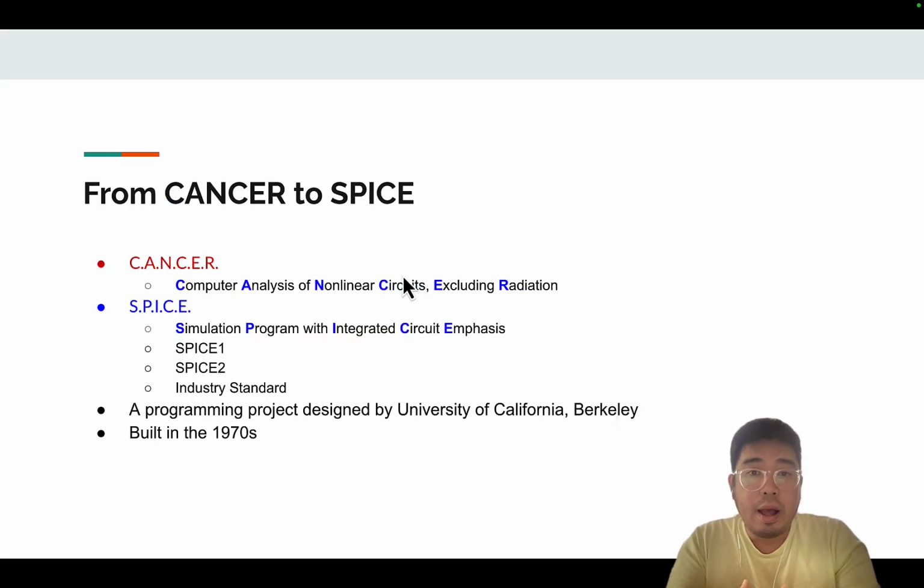It was actually called Cancer before it was called SPICE, and I think the engineers, technicians, and programmers who wrote the program had a morbid sense of humor, because it stood for Computer Analysis of Nonlinear Circuits Excluding Radiation, before it was changed to SPICE, Simulation Program with Integrated Circuit Emphasis. SPICE 1, SPICE 2, and the industry standard SPICE were all programmed at the University of California, Berkeley, in the late 1960s and early 1970s.